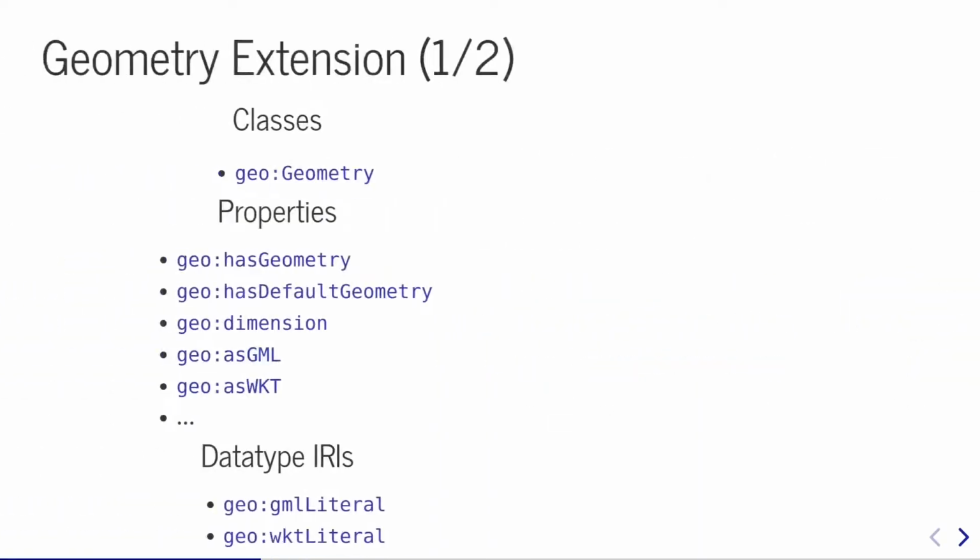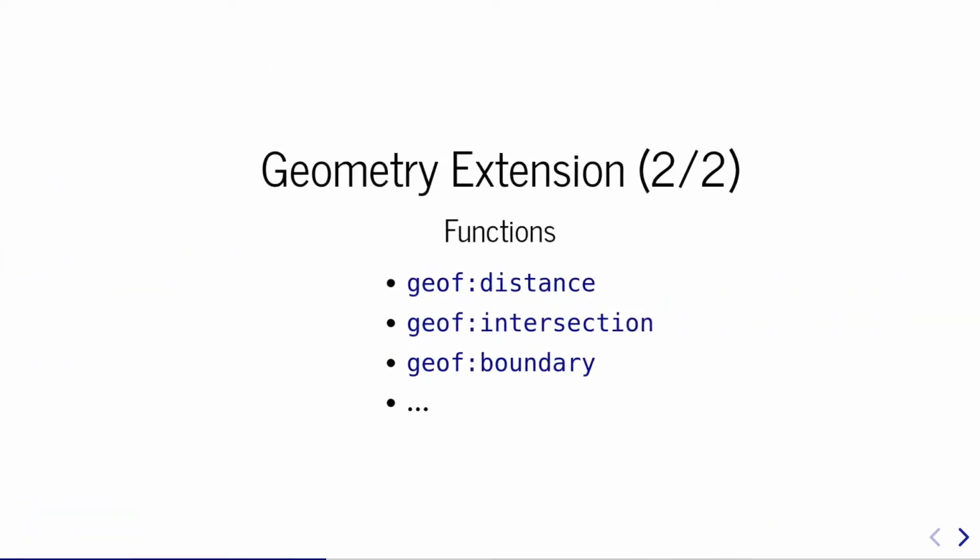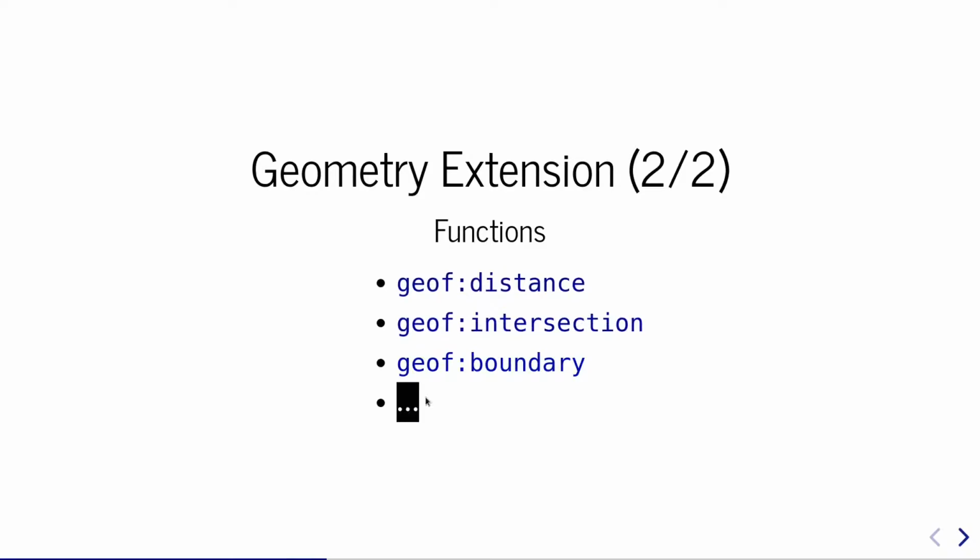So actually, let's go back 2 slides. Whenever I use these 3 dots, I did not mention this before, but it means that there are more properties that I'm not covering in this particular presentation, but that are part of the GeoSPARQL standard. And there are also more functions, as you can see.